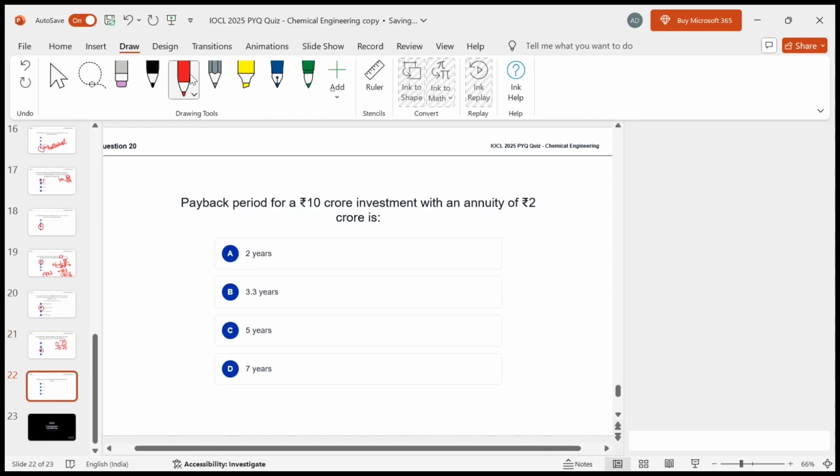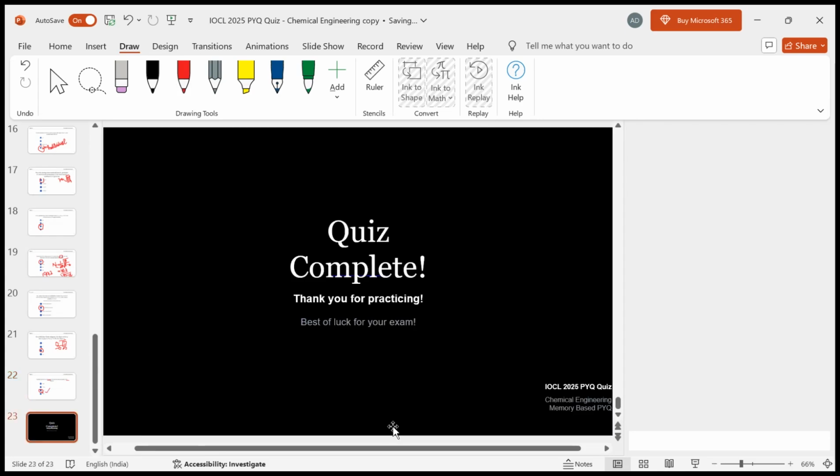Last question: payback period for a 10 crore rupees investment with an annuity of 2 crore is very easy. Initial investment is 10 crore and your annual income is 2 crore. 10 divided by 2 is 5 years. Because payback period is the time required for the company to recover its initial investment, or start making profit. The answer would be 5 years.